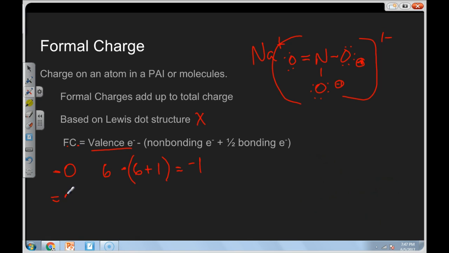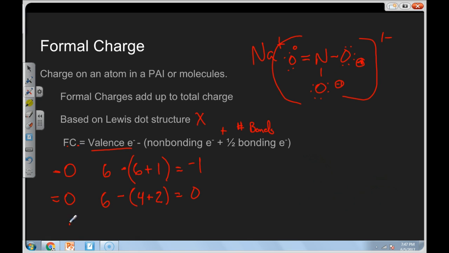Now we'll look at the double bonded oxygen. This one is a different structure, but oxygen still has 6 valence electrons. Around this it has 4 non-bonding electrons, plus 2, because that's half the number of bonding electrons. You could also say plus the number of bonds. That may help. Either one of those is correct. Then that equals 0. So this has no formal charge.